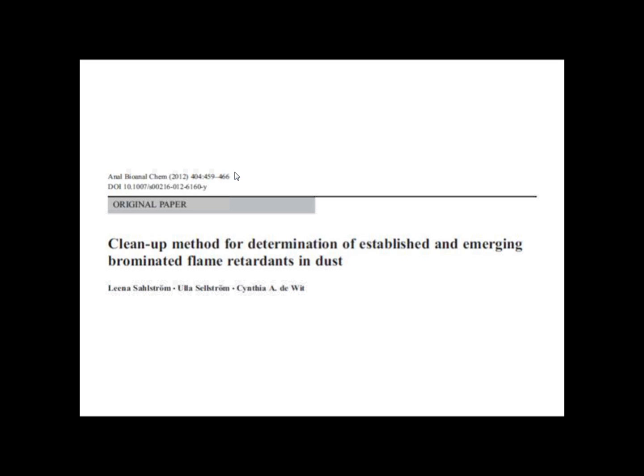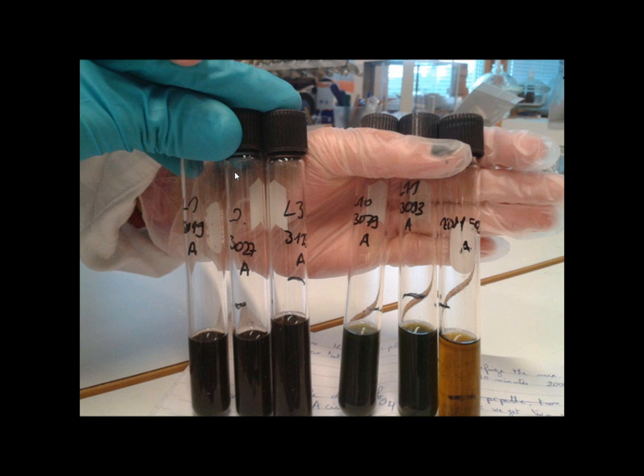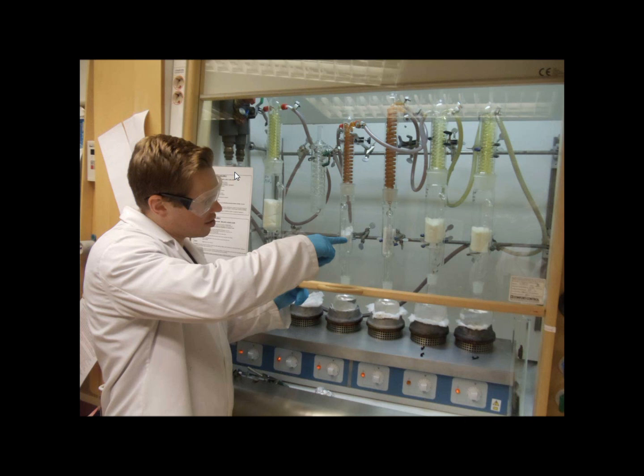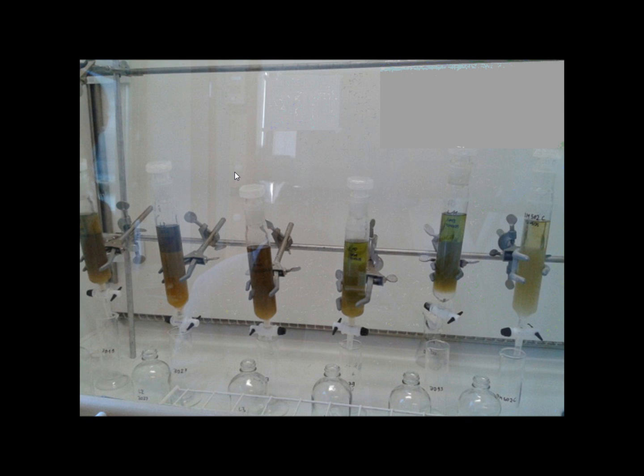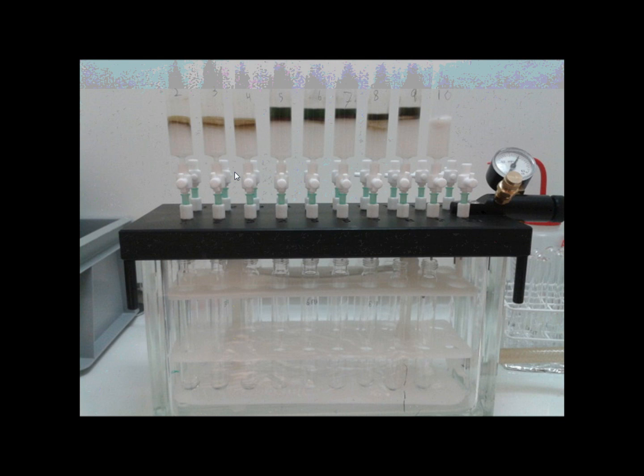The analytical method used is published in Analytical and Bioanalytical Chemistry by Sellström and DeWitt. Shortly, low-volume air samples and dust were extracted by sonication in dichloromethane. Outdoor air was extracted by Soxhlet in dichloromethane for 24 hours. Soil samples were extracted by rotation in acetone and then hexane. Sulfur was removed using a TBA reagent. All samples were then fractionated on silica columns.